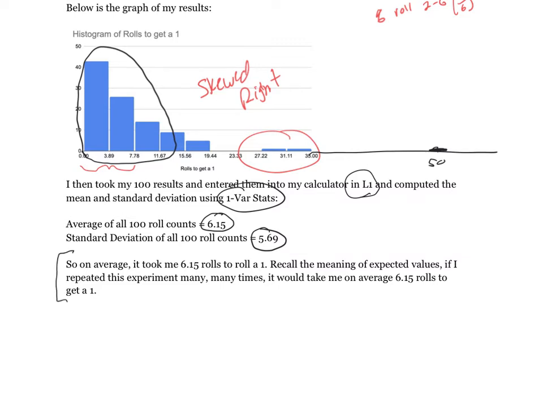So we think about what that average stands for. It's actually called the expected value. So on average, it took me 6.15 rolls to roll a 1. Recall the mean of expected values. If I repeated this experiment many, many times, it would take me on average 6.15 rolls to get a 1. Obviously, I can't really get a 1 on the 6.15th roll because you can only roll a die a whole number of times. But this would be the average of many tries.